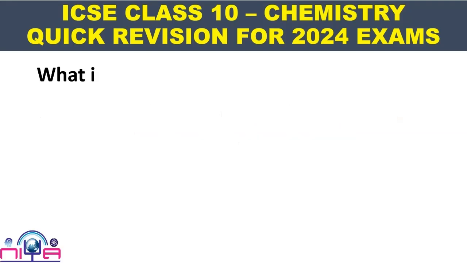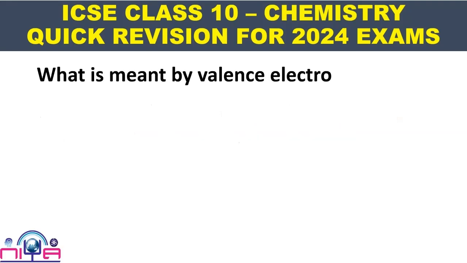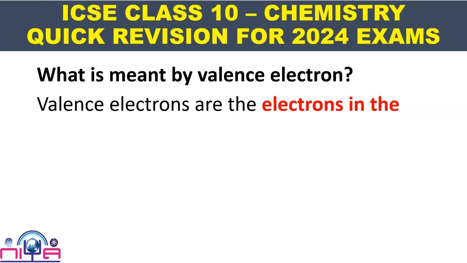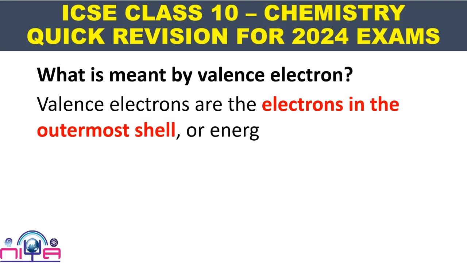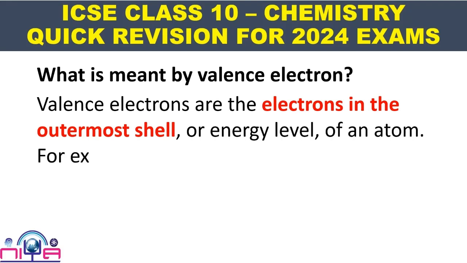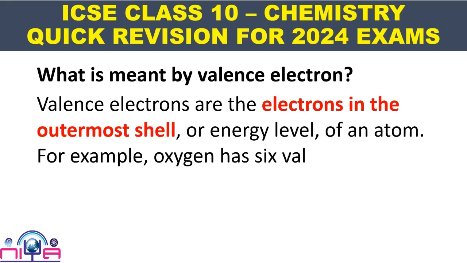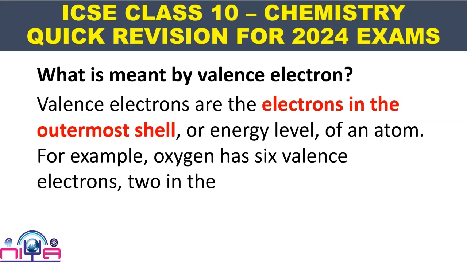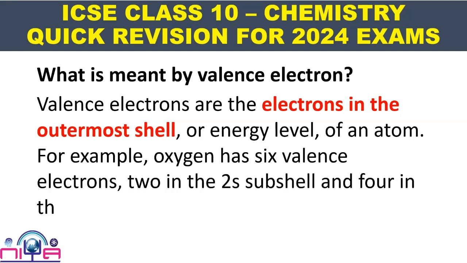What is meant by valence electron? Valence electrons are the electrons in the outermost shell or energy level of an atom. For example, oxygen has 6 valence electrons, 2 in the 2s subshell and 4 in the 2p subshell.